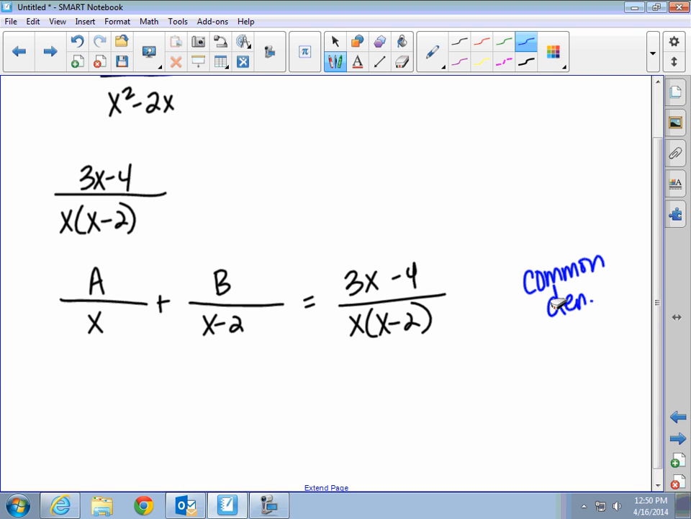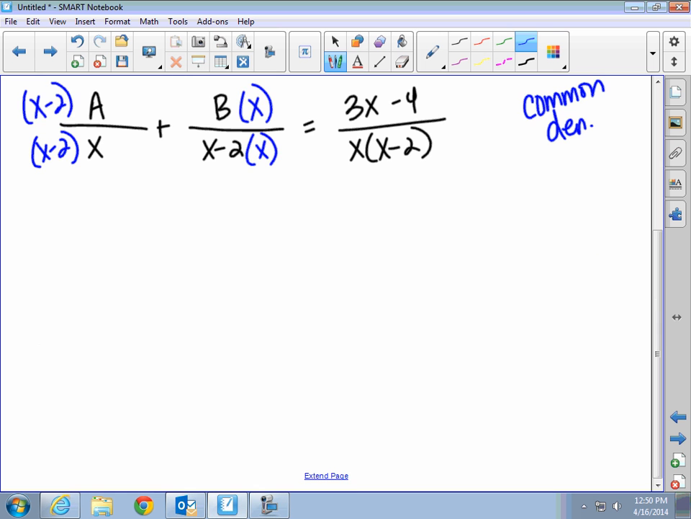So what do I multiply the first term by? X minus 2 on the top and on the bottom. And then what about the next term? An x. Good. Now all we care about is the numerator. I'm going to do it the other way, which is better. A times x minus 2 plus bx equals 3x minus 4.